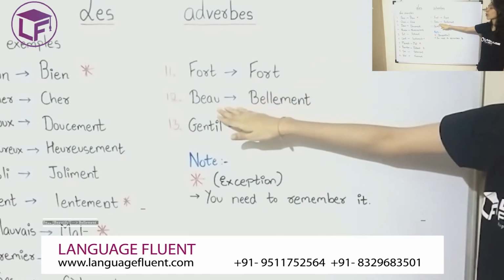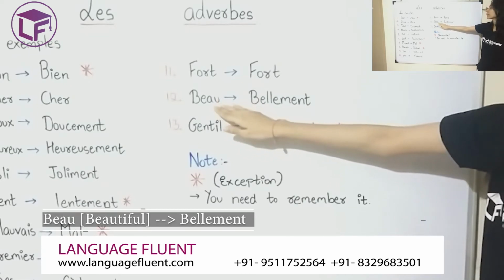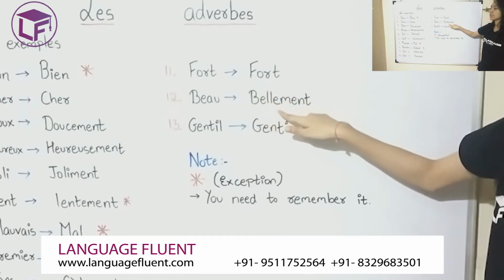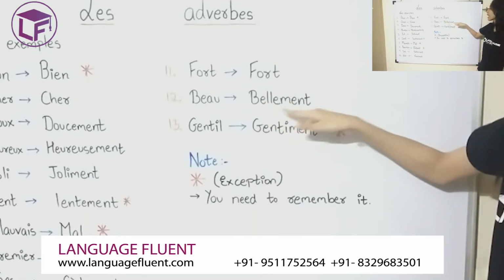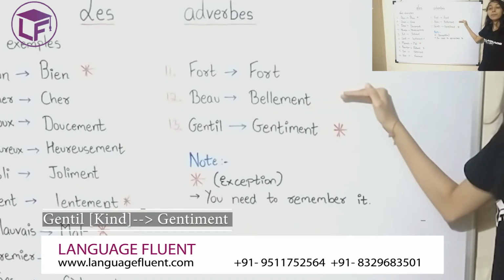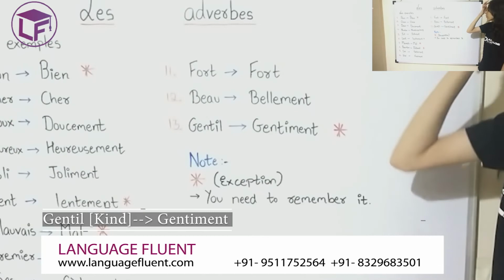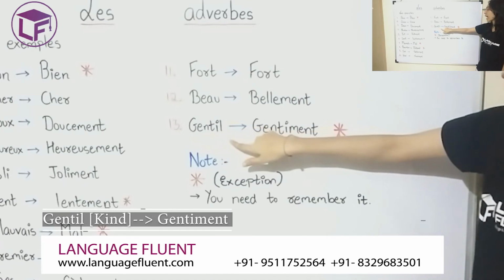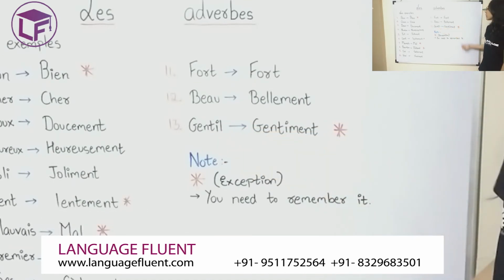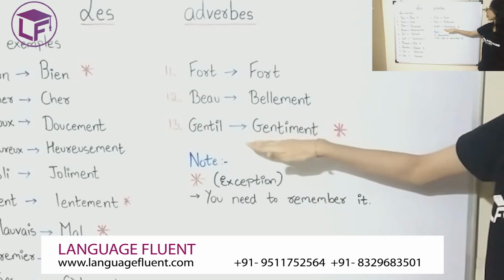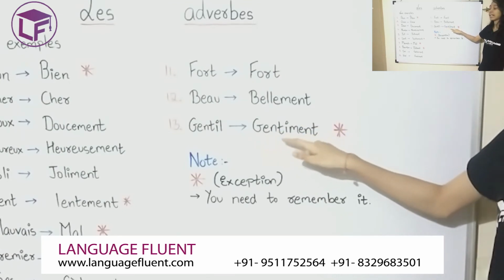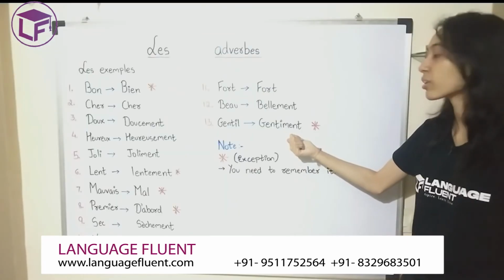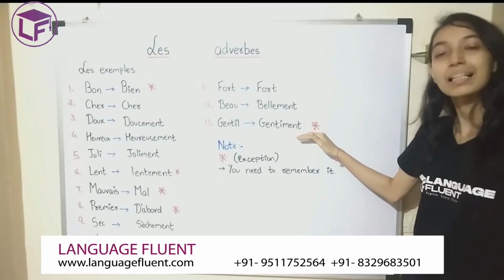Then we have beau. Beau is beautiful. To make this an adverb, we make it feminine. So we write belle. Belle is a feminine adjective and we add ment. So it becomes bellement. Then we have gentil. Gentil is kind. Gentil is a masculine adjective. But here this is an exception. We write gentiment. Gentiment. This is an exception. You need to memorize this as it is. So this is gentiment, which is an adverb.